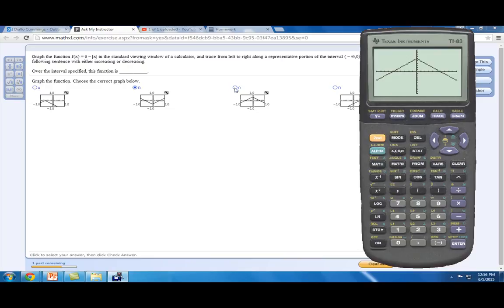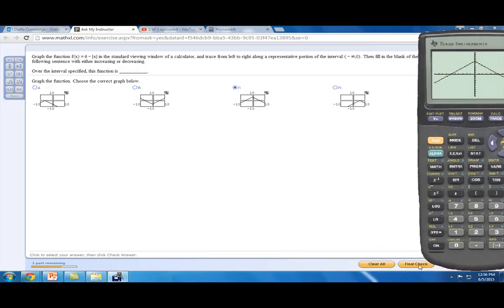So aligning that with the answer choices, we see that the correct response is C.